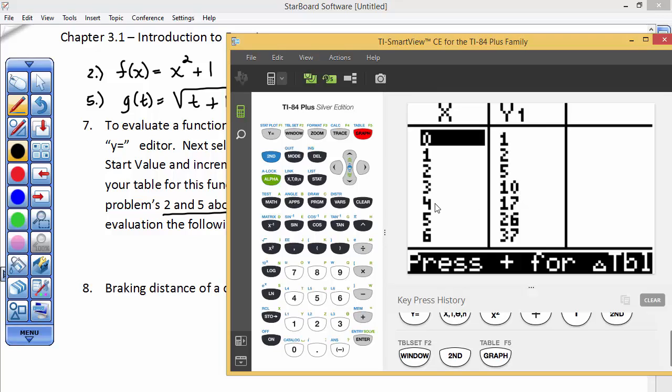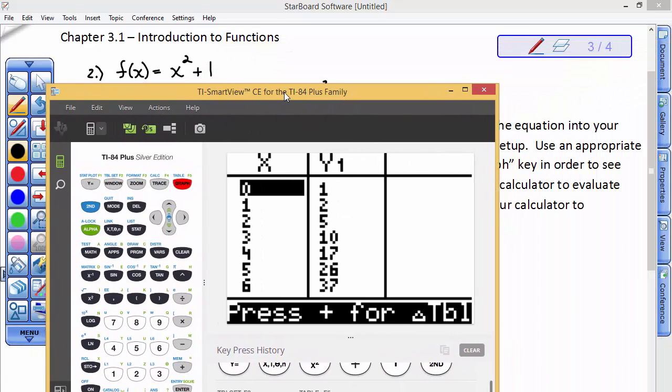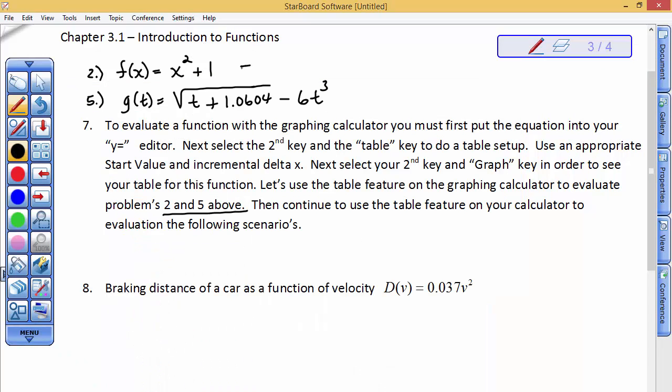So the graphing calculator will evaluate a function for you. Again, we did this by hand. We put in 3 squared on the previous page and got 9 plus 1 is equal to 10. It's going to do it for us. It puts in 3 and it gets out 10.